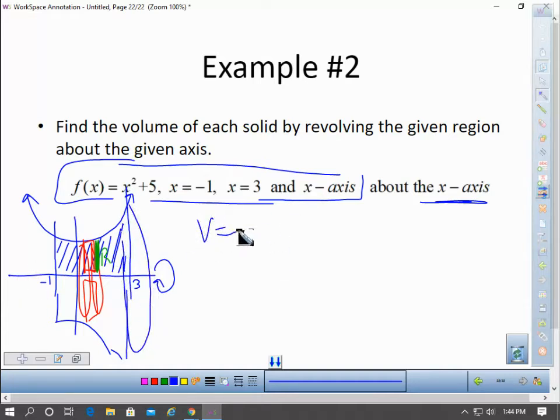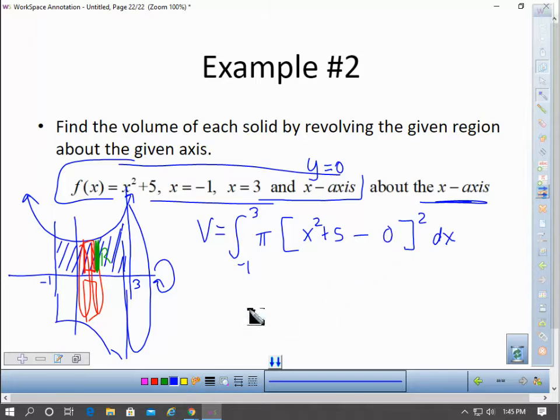All right, the volume is going to be an integral from A to B. All right, in this case, it's going to go from negative 1 to 3, so that's not too bad. Pi, and then our radius squared dx. All right. Now, our radius, I've already told you, is this distance here in the shaded region. So we always do top curve minus bottom curve. So my top curve is the x squared plus 5 minus the bottom curve, which is the x-axis, which is y equals 0. All right. So we're doing x squared plus 5 minus 0.